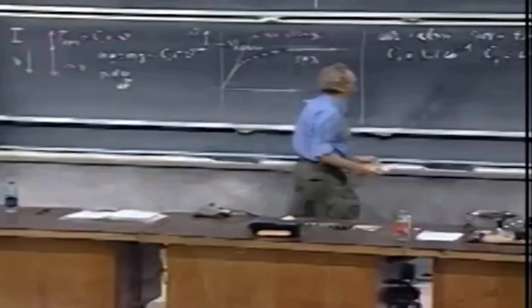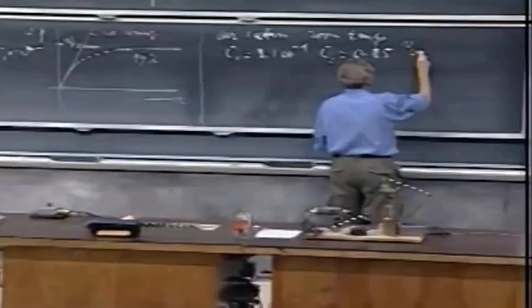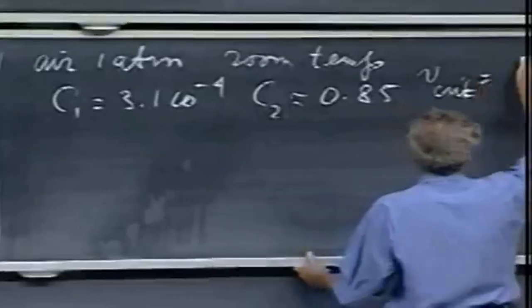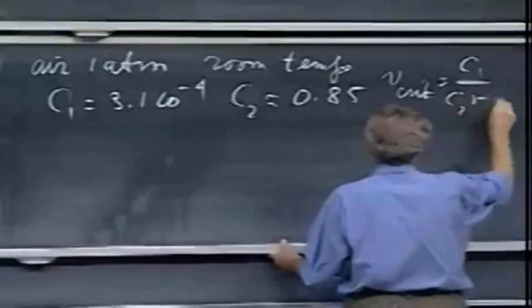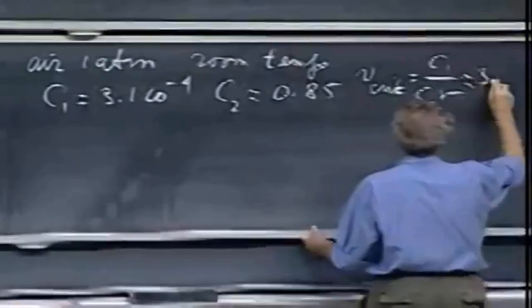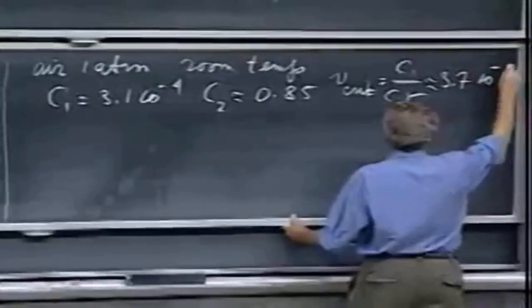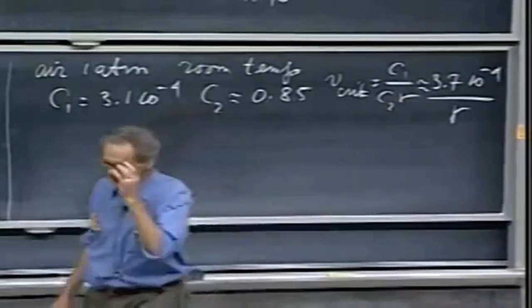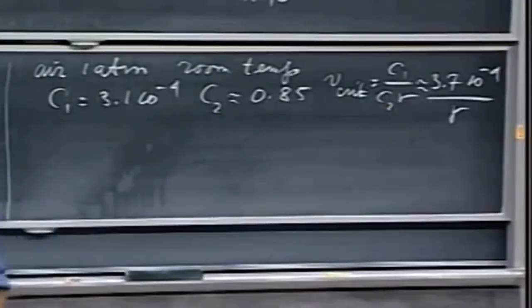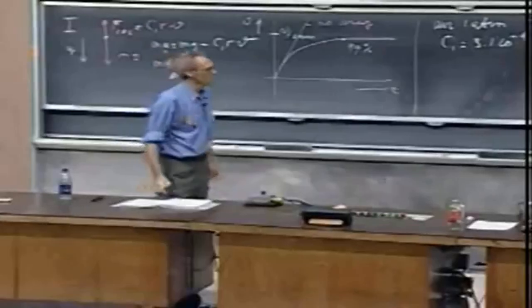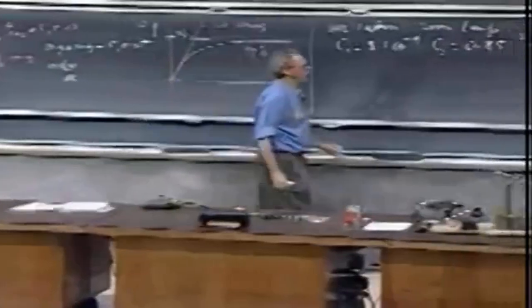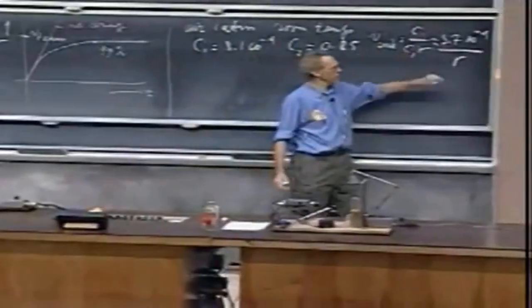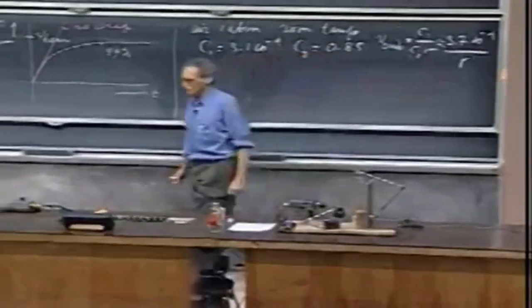And so the critical speed, which is C1 divided by C2 by R, is about 3.7 times 10 to the minus 4 divided by R meters per second. And that is about 400 times lower than the critical speed in syrup, in the Caro syrup, for the same value of R.